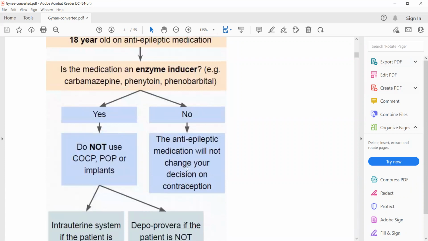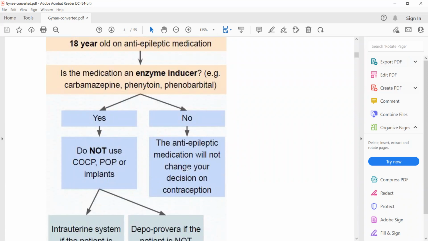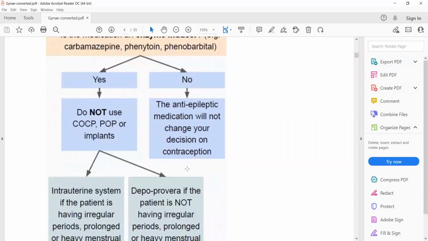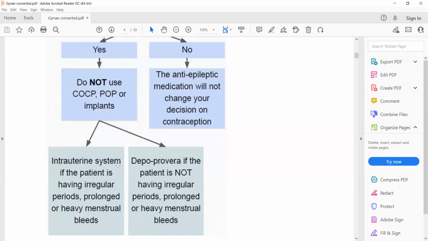Another short summary of the choice of contraception in patients who are taking enzyme inducers. We will not use COCP, POP, or implants. We are left with two options only: one is the intrauterine system, and the other is the Depo-Provera injection.